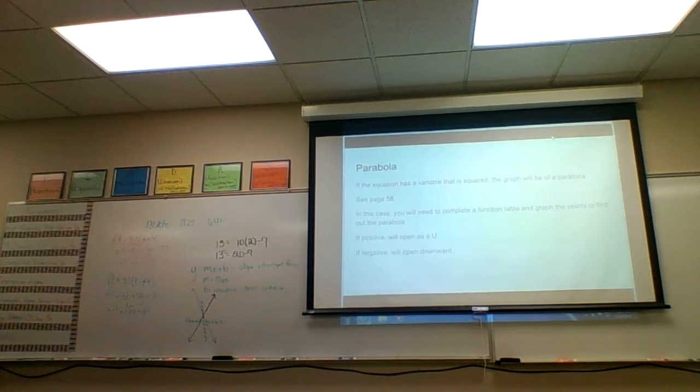All right, parabolas. A parabola is an equation that starts with x squared. Unlike where we're drawing the line, it's just y or x. We have an x squared with the parabola. Actually, you may have a y squared as well. If the equation has a variable that is squared, the graph will be a parabola. And in that case, you will need to complete a function table and graph the points of the parabola. If it is positive, the graph will open up as a U. If it's negative, it will open downward.